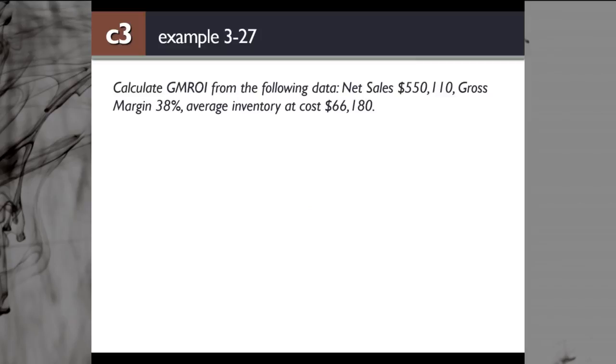Example number 3.27 asks you to calculate the GMROI from the following data. Net sales is $550,110, gross margin is 38%, and average inventory at cost is $66,180. Based on this information, you can calculate the GMROI. But before you do that, you have to calculate your gross margin dollar, right? In this case, it gives you the percentage.